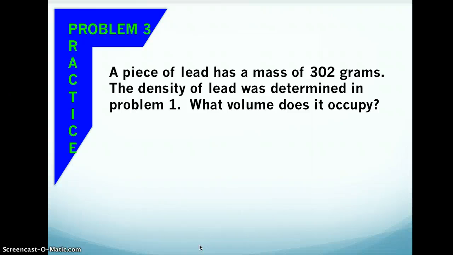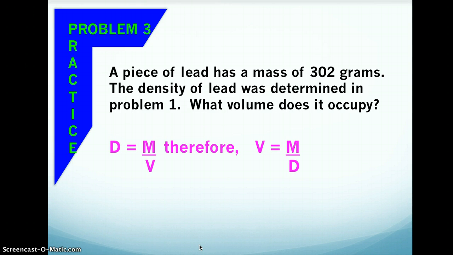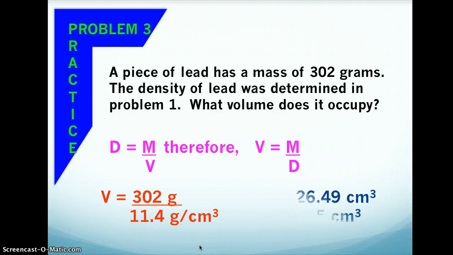If you take it from mass equals volume times density, you want to divide by D on both sides, and you end up with mass divided by density equals volume. Plug and chug into your equation, your grams cancel out, and you're left with 26.49 cubic centimeters. Round to the correct number of sig figs, which is 3, because you've got 3 here, and you had 3 in this measurement as well, so that comes out to 26.5 cubic centimeters.